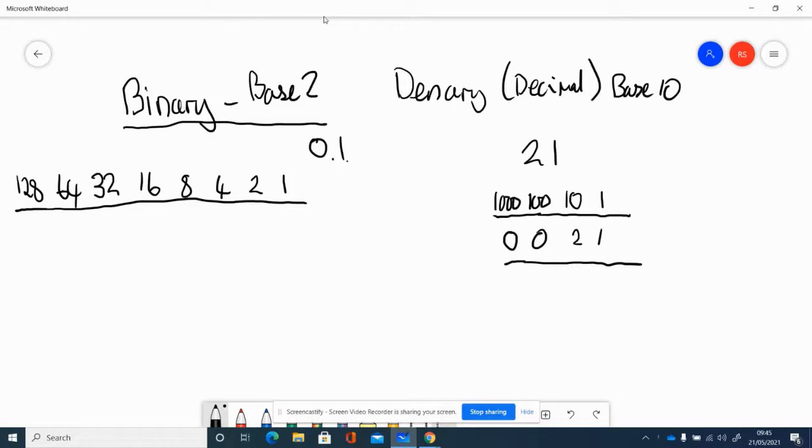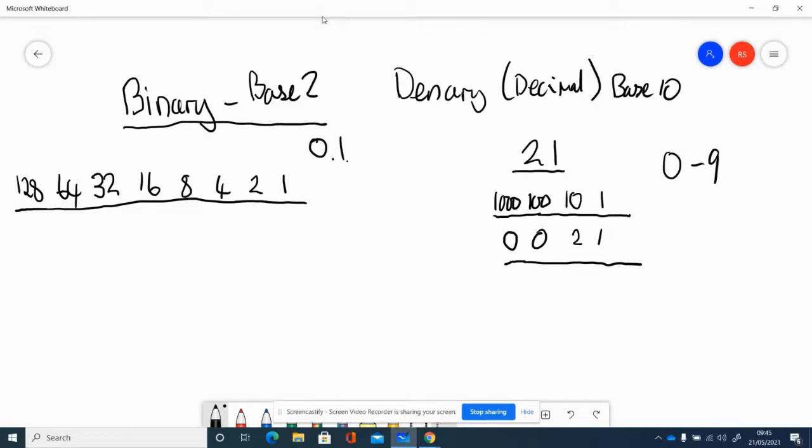Denary, sometimes called decimal, is a base 10 system. And as you know, you've got ones, tens, hundreds, thousands. So you can put any number between 0 and 9 into the columns of a base 10 number system. These are the numbers you've been using for most of your life, really. So if I wanted to represent 21, I'm saying that's 2 tens and 1 single unit, 21.